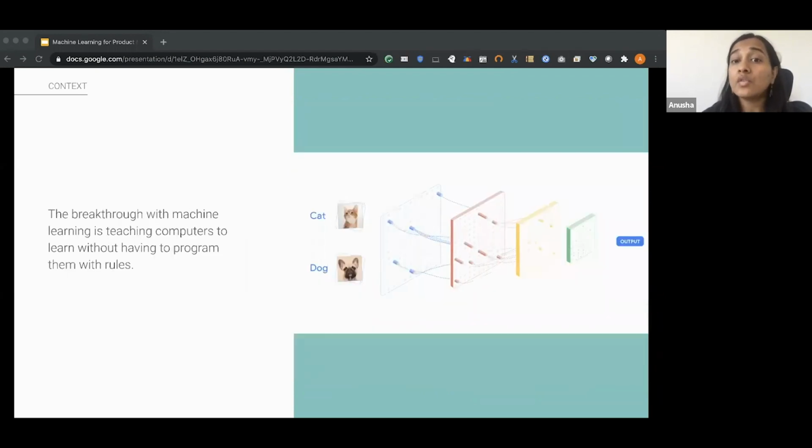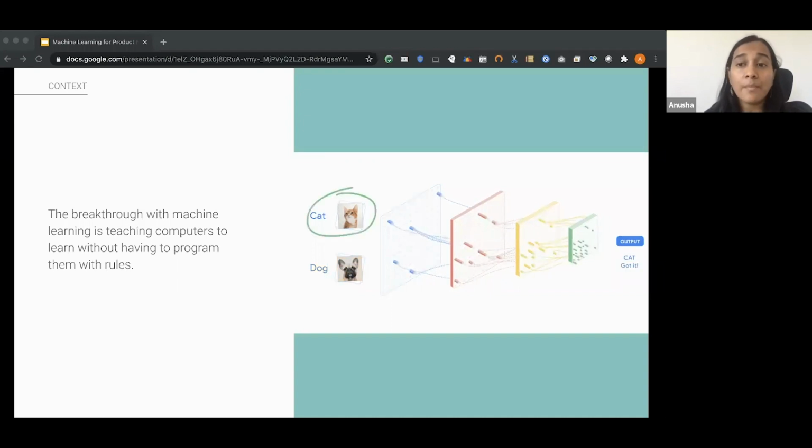So the breakthrough with machine learning is teaching computers to learn without having to program them with rules. We can do this by showing a system lots and lots of examples, and it starts to learn from them. We call this process training. In our cat example, we feed the system lots of labeled pictures of cats and dogs. It looks at patterns in pixels and starts to guess which is which.